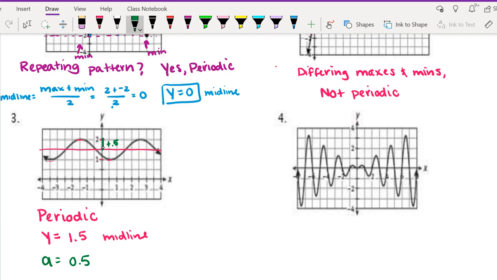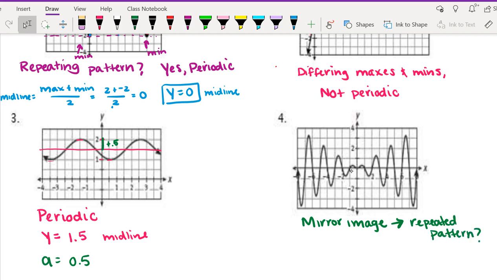Okay? In number 4, this is a little bit different in the sense that on the left side, we have this kind of up and down, up and down, up and down. And on the right side, it's mirrored. So a mirror image, is that a repeating pattern? And the answer is no. This is not periodic. It is not a repeating pattern from left to right.